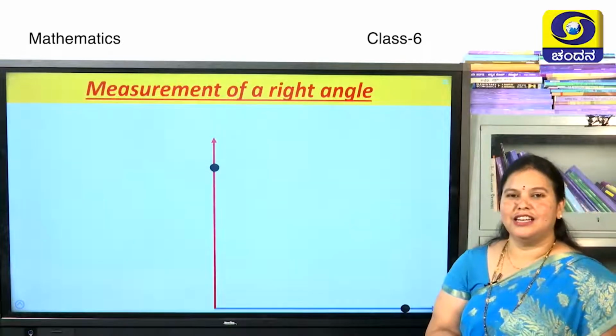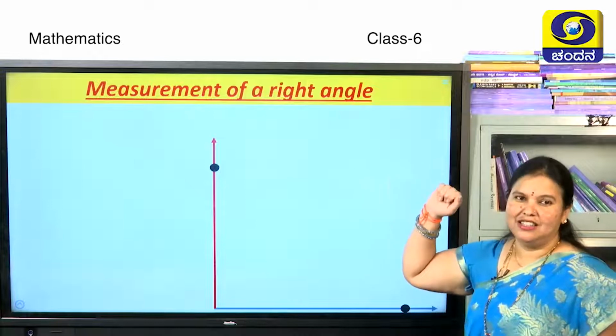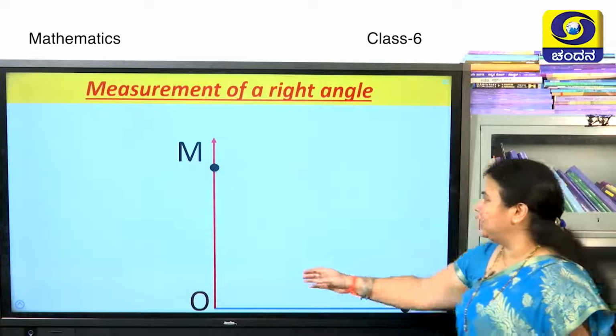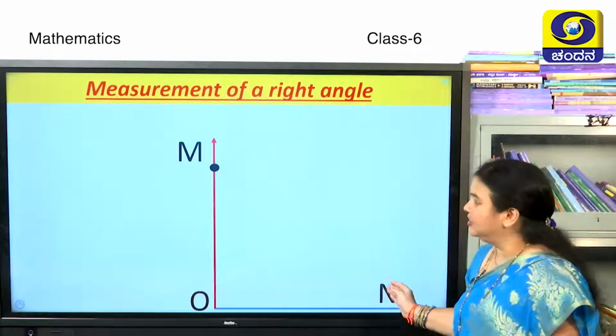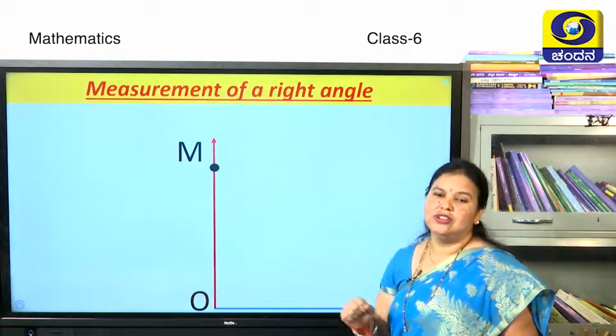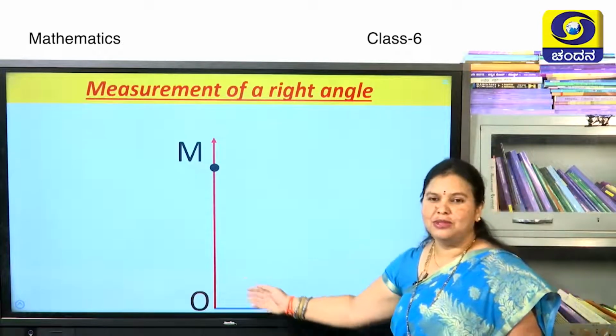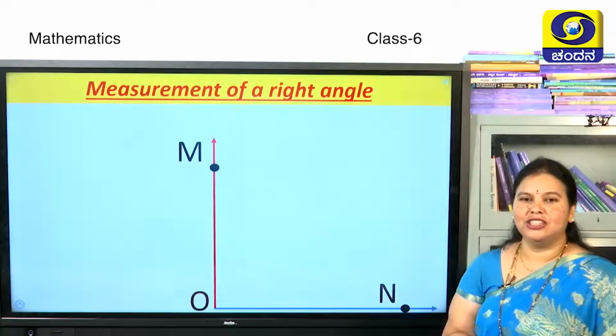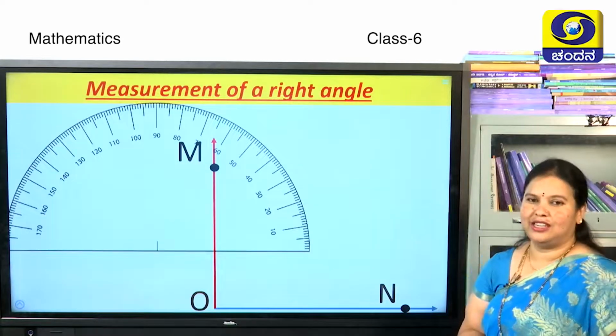Now, we will understand measurement of a right angle. See, here also I have taken two line segments OM and ON. These two are coinciding at the common vertex O. So, an angle has formed between these two line segments. Now, we will measure that angle using this protractor.